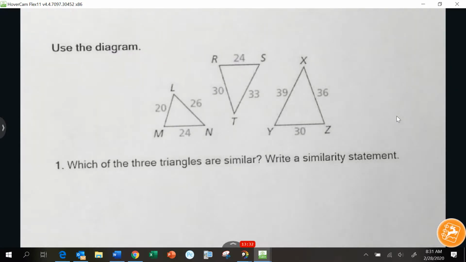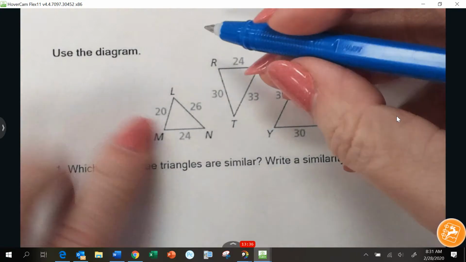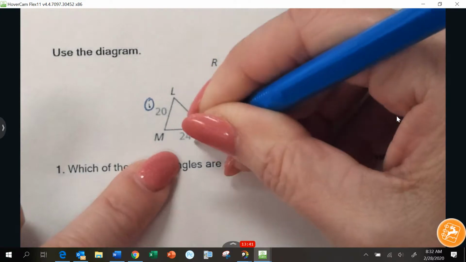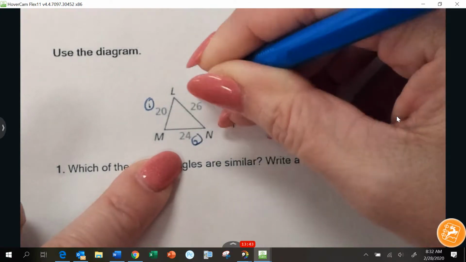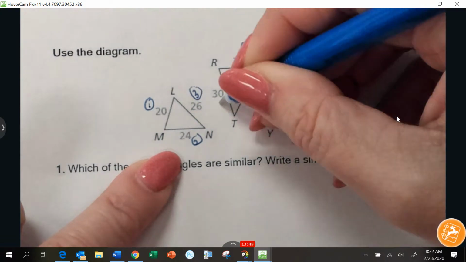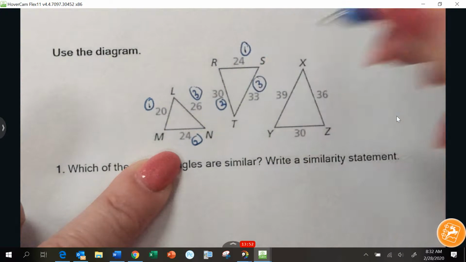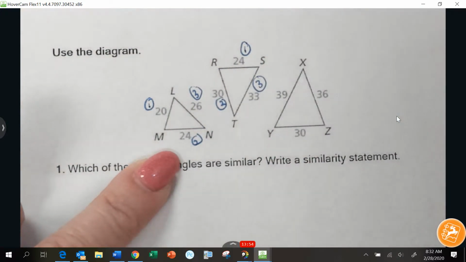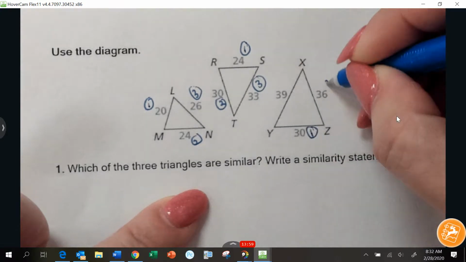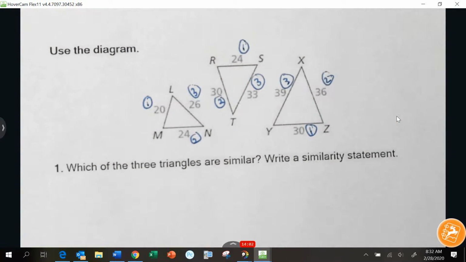I got an idea for you. Look at the lengths in LMN. Which is the shortest length? 20, and then 24, and then 26. So if you look at 24 is the shortest, then 30, and then 30. So I'm telling you which sides would have to correspond to each other if you just look at their lengths. 30, then 36, and then 39. That should give you a hint of which ones should correspond to each other. You're figuring out which ones are similar and writing the similarity statement.